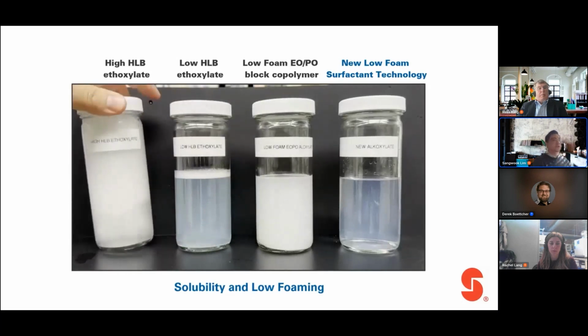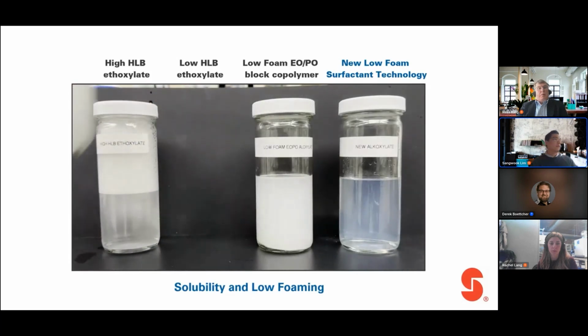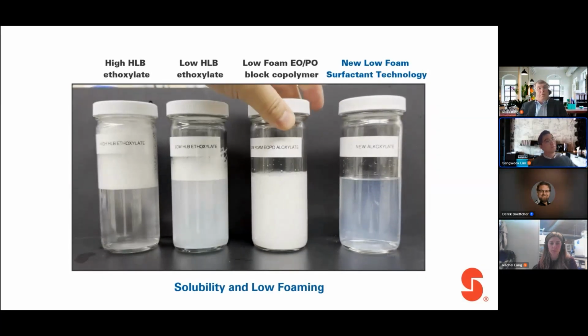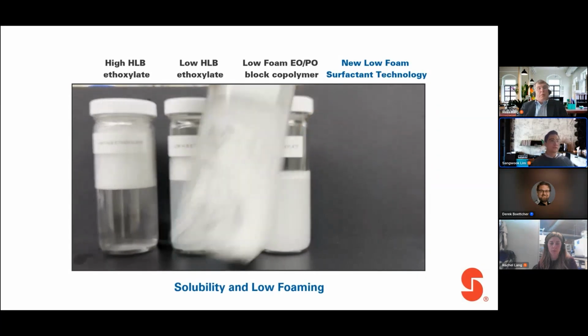Thank you. So you shake it. You have very high foam, low HLB. You have lower foam. Low foam EO/PO block polymer, almost no foam. That's great.